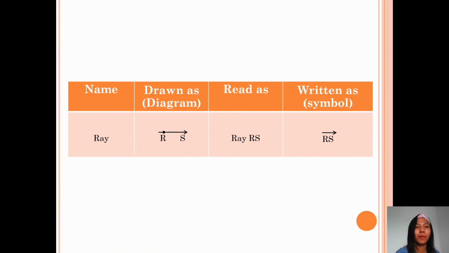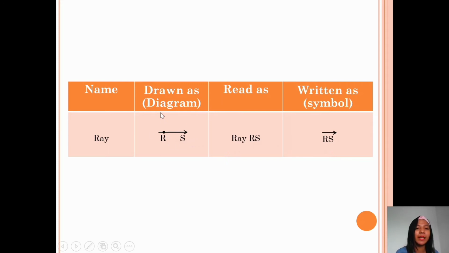Let's talk about ray. Everybody say ray, R-A-Y. The line has two arrowheads. The line segment has no arrowhead on both sides. This one, the ray, has only one end point and one arrowhead. The end point means it just stays there and never extends here. But since this side has an arrowhead, it can extend longer and longer.